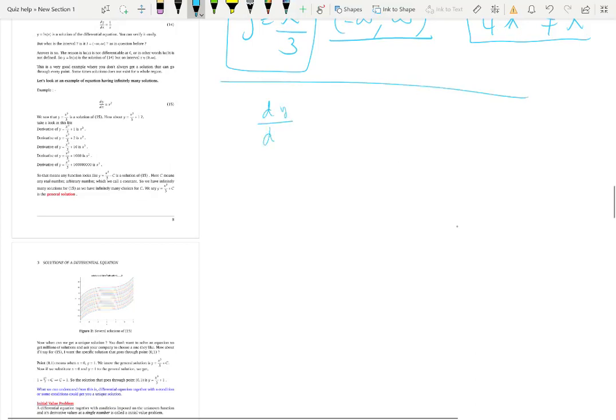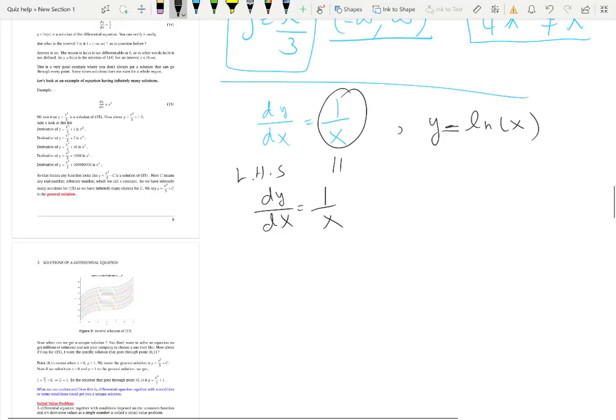dy over dx is equal to 1 over x. This is a good example. Now let me say the solution is y is equal to natural log x. Alright, so let's verify. On the left hand side, what is the derivative of y with respect to x? If you differentiate natural log x, it's 1 over x. So on the right hand side we have 1 over x, so it satisfies the equation. First test passed. Then give me an interval for y is equal to ln x. So give me an interval for x.